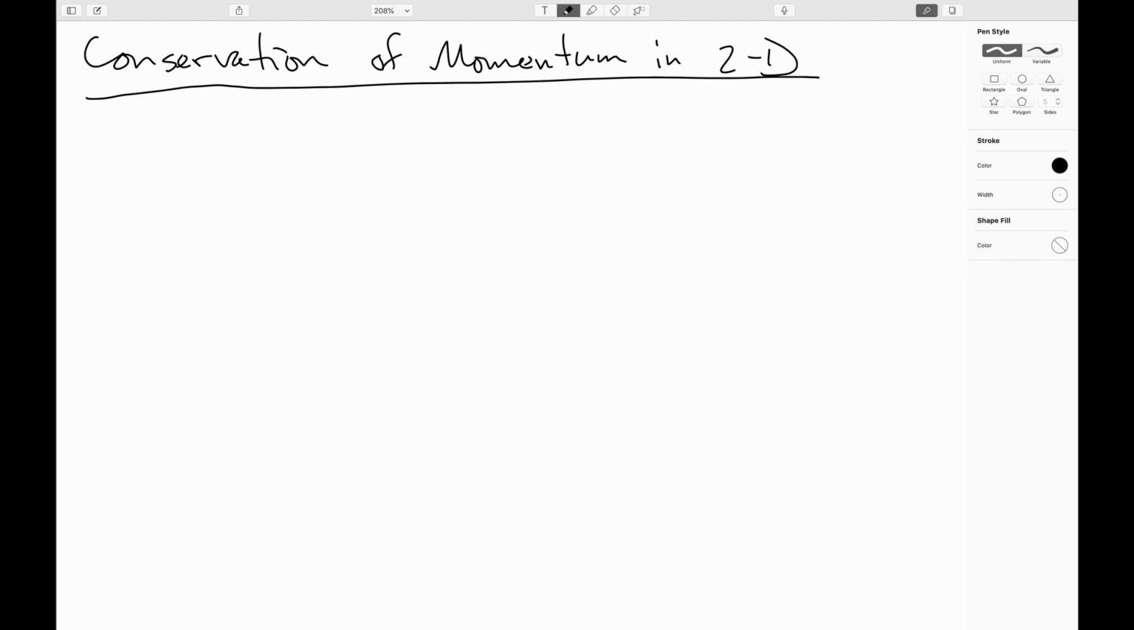In the last video, we took a look at conserving momentum in one dimension. Here we'll go ahead and take a look at conservation of momentum situations in two dimensions. And I'll start with a situation that was actually fairly harrowing for me.